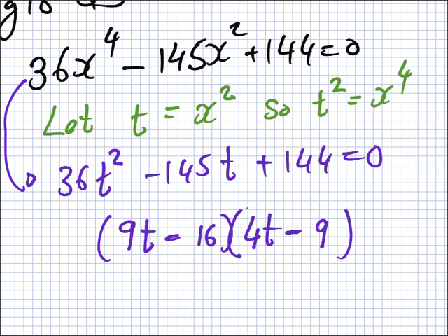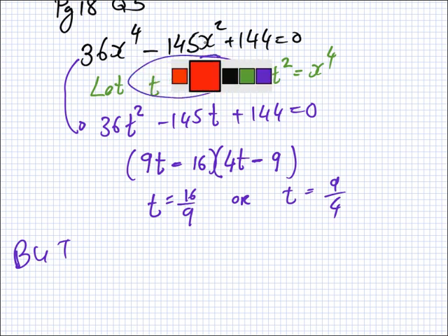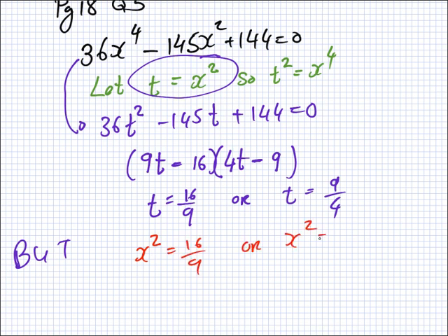Okay, let's continue. Here you can say t equals 16 over 9, or t equals 9 over 4. But what does t equal? X squared. So you can say now x squared equals 16 over 9 or x squared equals 9 over 4. So x equals plus or minus 4 over 3, or plus or minus 3 over 2, if you take the square root.